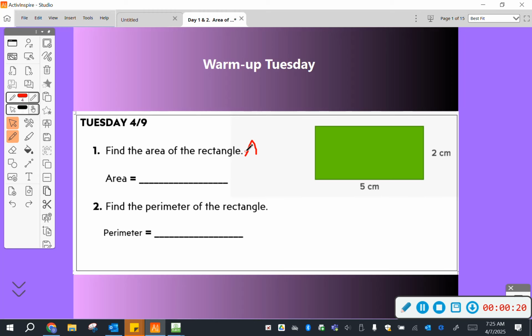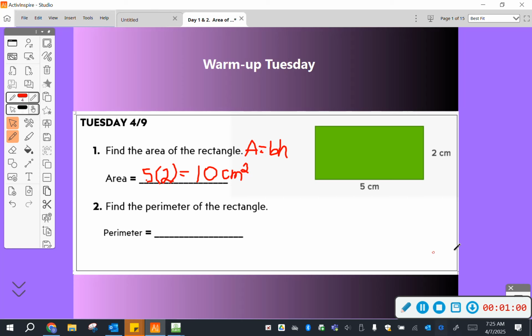Area is base times height of a rectangle. You just multiply the base and multiply the height. So what is my base of this rectangle? What's the bottom? And what is my height of the rectangle? How tall is it? And what is 5 times 2? 10. Now, as a reminder, you're always going to write the units down. This unit is centimeters. Whenever it involves area, your units are squared. Not your number, just the units. Because I multiplied 5 centimeters times 2 centimeters, that gives you 10 centimeters squared.